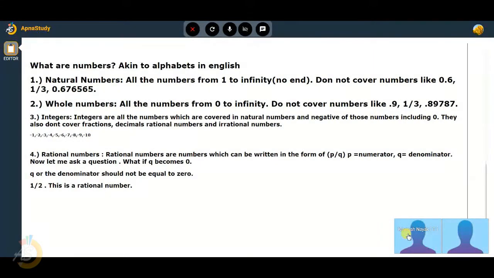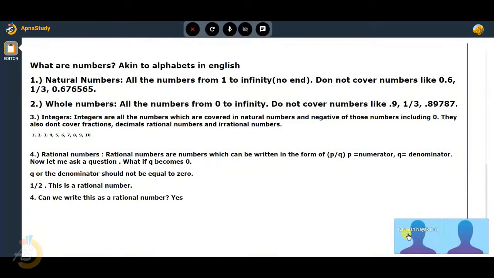Now if there is a number 4, there is one more question for you. If the number given is just 4, can we write this as a rational number? Number 4 cannot be a rational number. Okay. So it is a rational number. Yes, we can write this as a rational number.